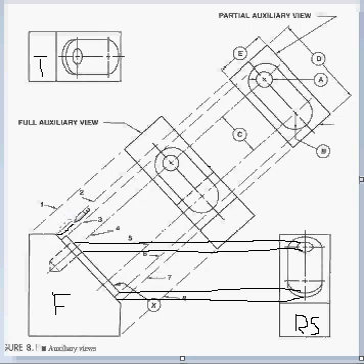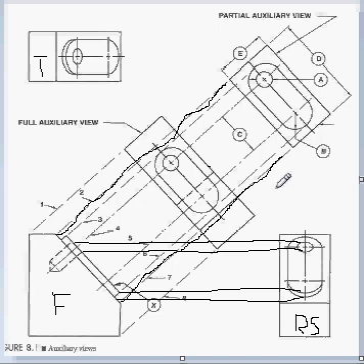For instance, it starts right here, goes up, and I apologize for the crooked lines. I'm not very good at drawing on this thing. And this one here goes up to right there. Okay, now we have just the angled surface. That is what we call our partial auxiliary view.